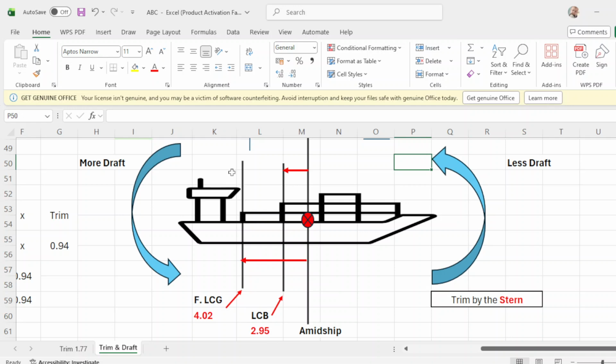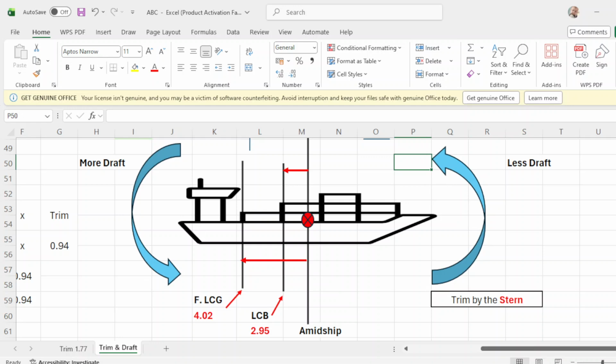Okay, you have more cargo here. You take out ballast here. That's why this will go down and this will rise up. That's why you are trimmed by the stern. So it is a counterclockwise direction.